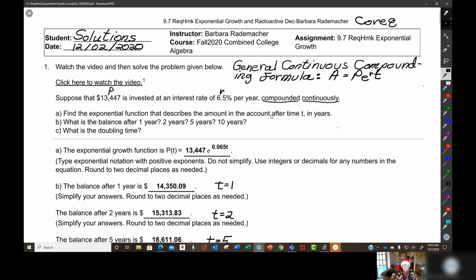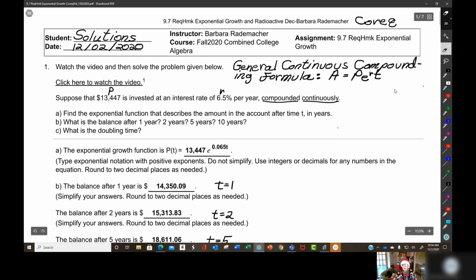Remember that before, when we did compound interest, we used this formula, A equals P times (1 plus r over n) to the nt. Okay, that's for interest that's compounded annually, semi-annually, quarterly, monthly, daily. But this interest that we're working on today is compounded continuously.